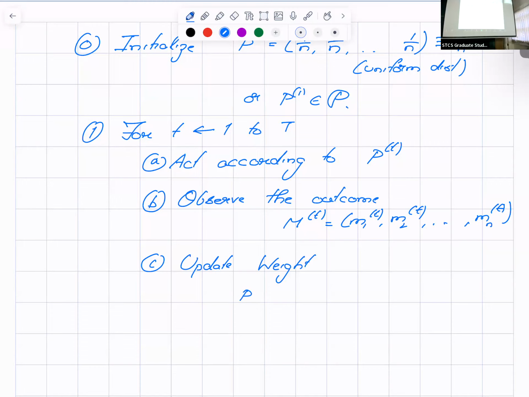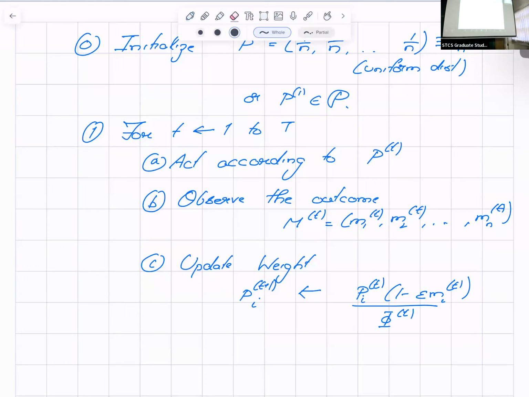So PT plus 1 of I is going to be, what are we going to do? We are going to make it Pi of T into 1 minus epsilon MIT, but we'll have to scale it up so that it becomes a probability distribution. PT is just something so that this summation turns out to be one.